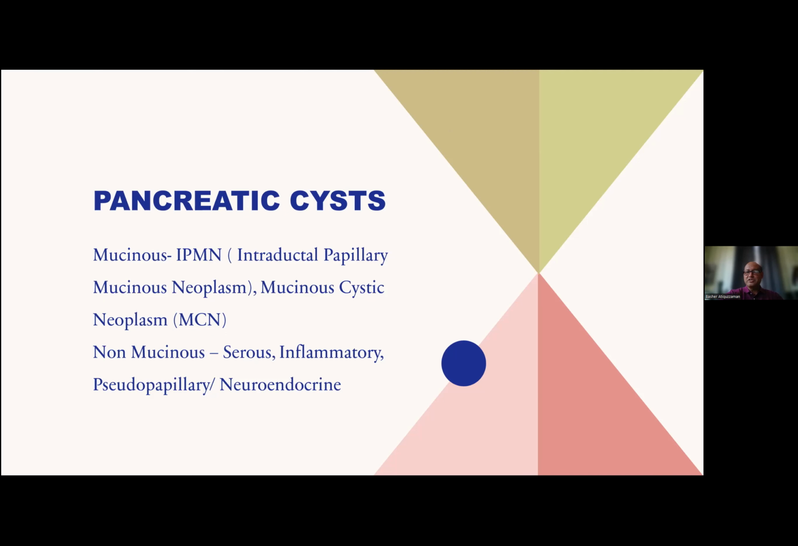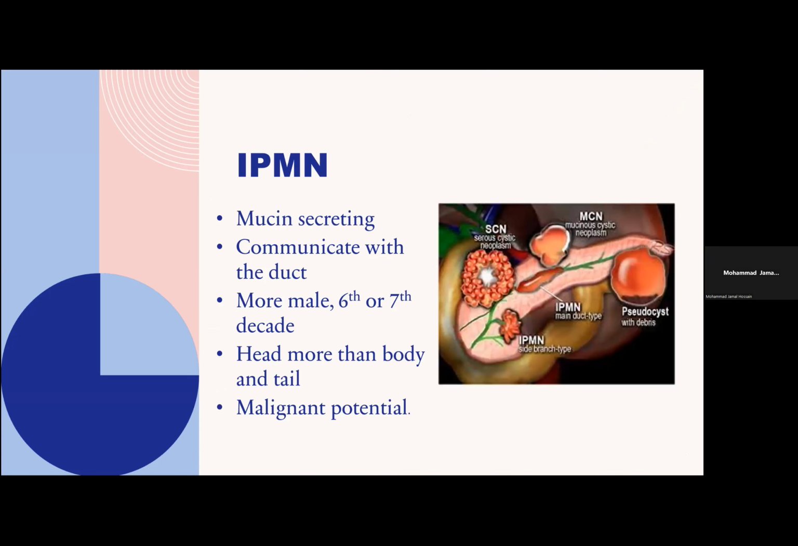Another big variety is non-mucinous, which is serous or inflammatory, and inflammatory is basically a pseudocyst. There is also something called pseudopapillary or neuroendocrine cyst. So we have two broad groups, mucinous and non-mucinous. One area very important for us as gastroenterologists is IPMN, which is the mucinous variety, meaning it causes mucin secretion.